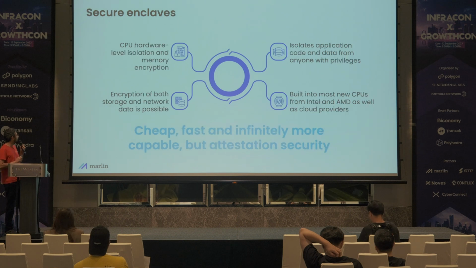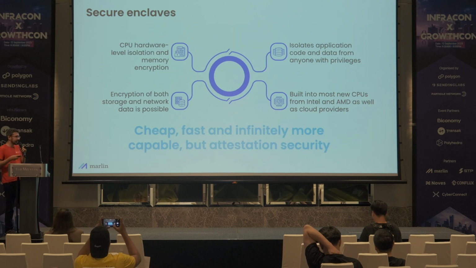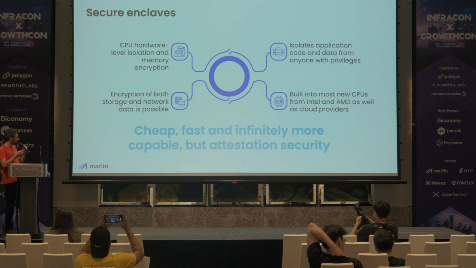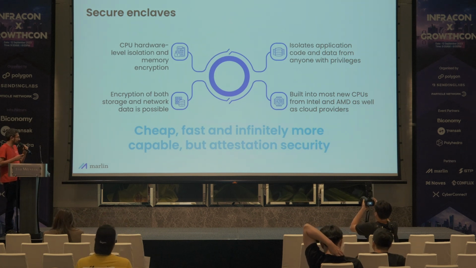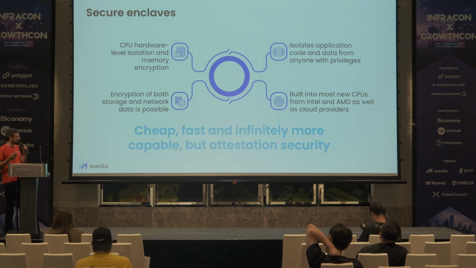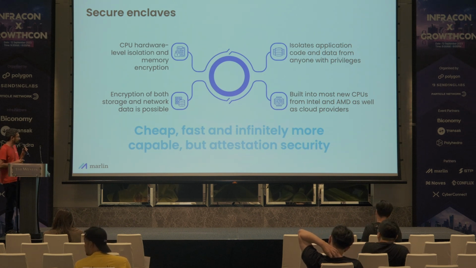The other choice that we provide is secure enclaves. These are hardware isolated environments that isolate all your code and data from privileged environments, including the host that's actually running. It's pretty popular, built into most new CPUs you'll find today. Cloud providers are offering the confidential computing type. And something we are really excited about is AWS is also building enclaves into GPUs now, so we will probably see some applications go there as well. So enclaves are much cheaper, much faster, and they're infinitely more capable than ZK proofs. But the security you get is not from cryptography; it's from the administration of the hardware provider.